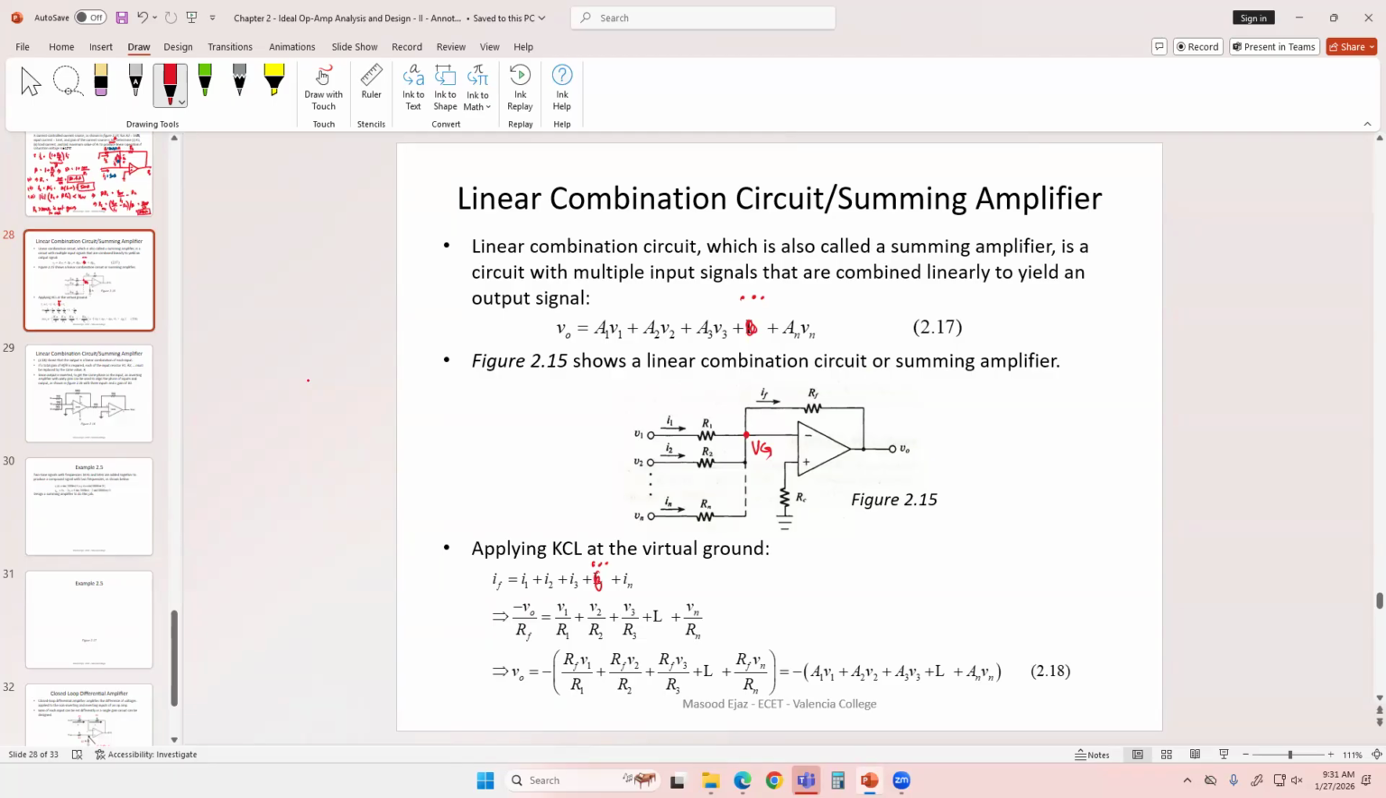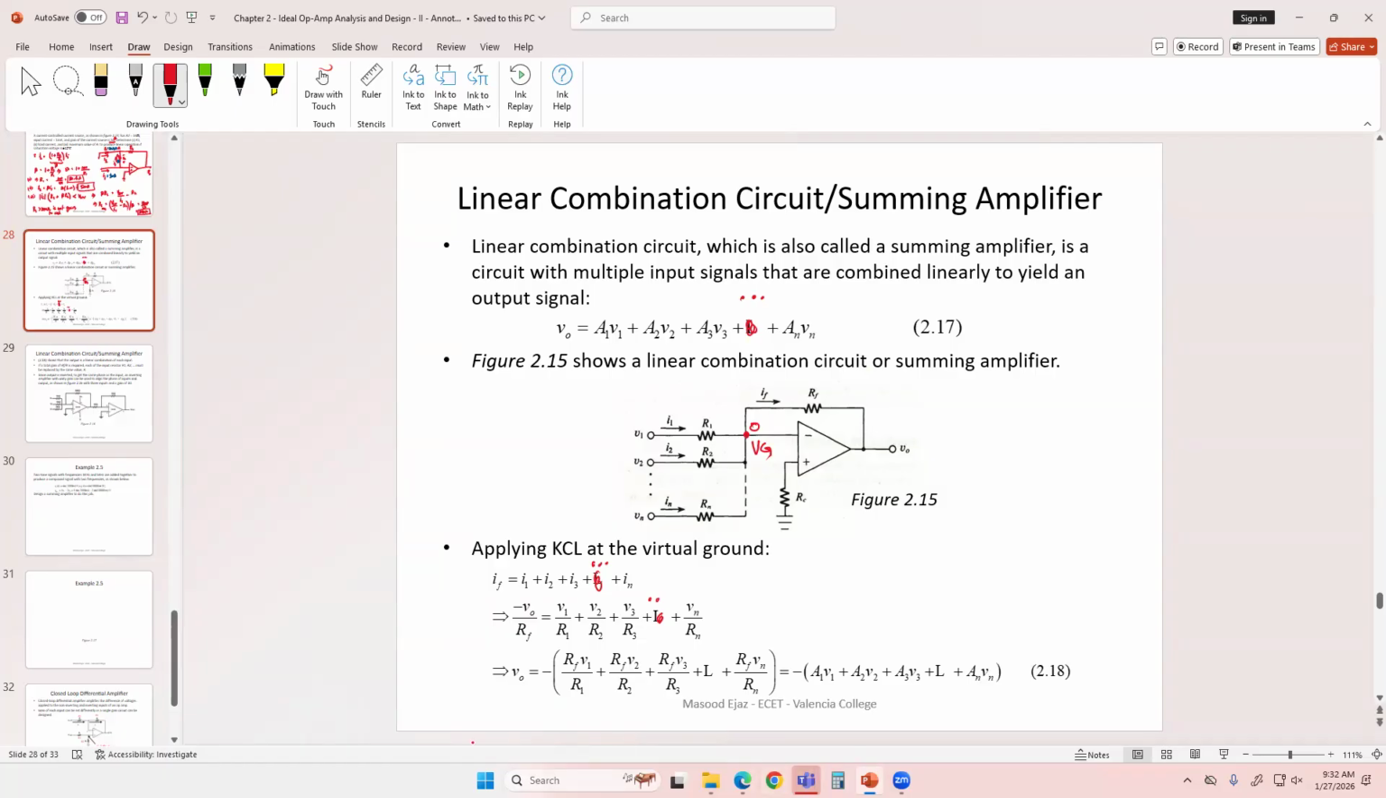So V1 minus 0 over R1, V2 minus 0 over R2, so on and so forth. V1 over R1, V2 over R2, all the way up to Vn over Rn. And that will be equal to current IF, which will be 0 minus V out over RF. So minus V out over RF. Therefore, V out will be equal to negative of V1 times RF over R1 minus V2 times RF over R2 minus V3 times RF over R3 and so on and so forth.